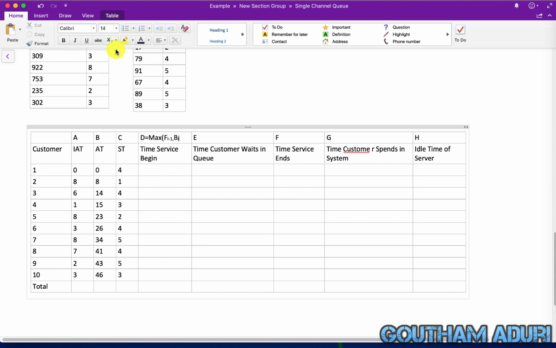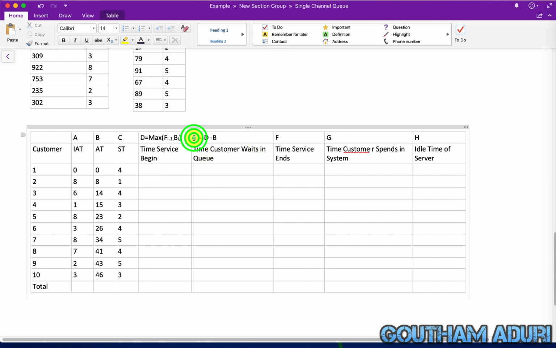It should be b I. Yeah. And the time customer waits in the queue is nothing but time service begins minus arrival time. So it's nothing but t minus b.